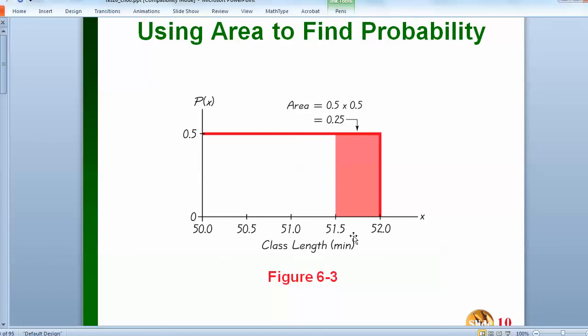Either way, you can reverse calculate what this height is, once you know the total width of the distribution that you're talking about, and then you can calculate the probability that I might end class today between 51.5 minutes and 52 minutes. That last half minute there. What's the probability? Well, determine the distance there, which is 0.5, and multiply it by the height. And this little sliver right here is 0.25. In other words, a 25% chance that I can do that.